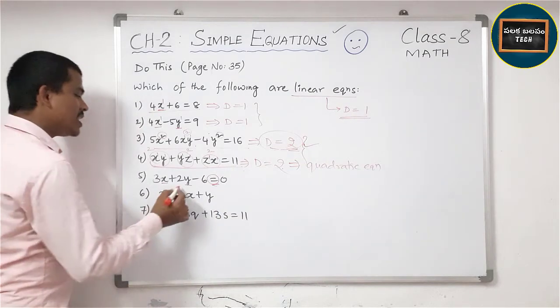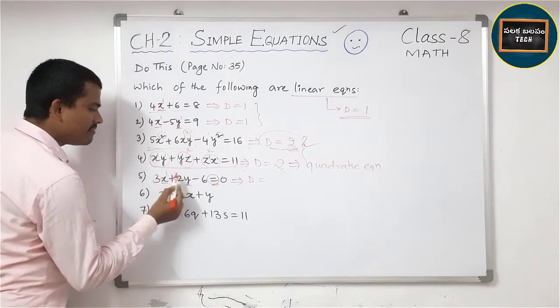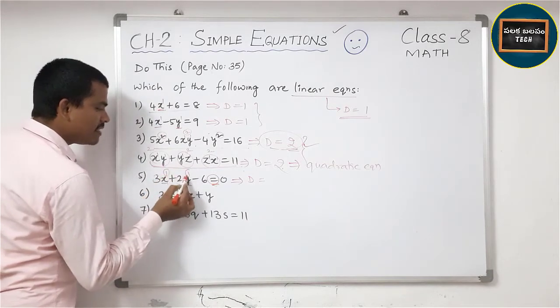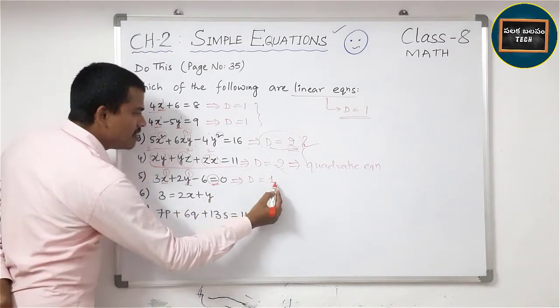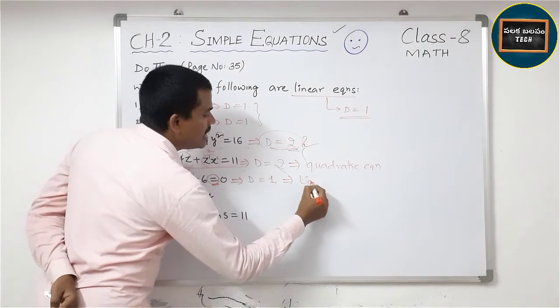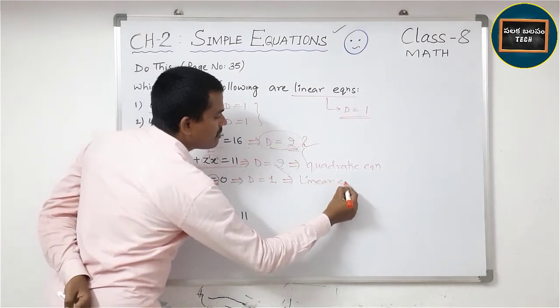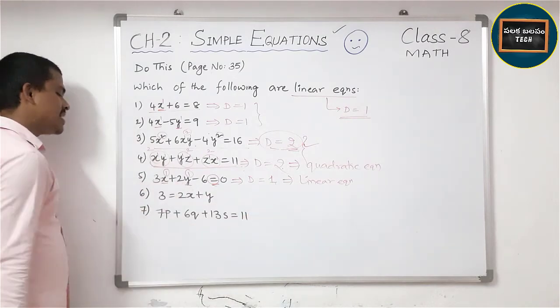And what is the degree here? The degree is the highest power of the variable. The highest power of the variable is 1 only. So the degree of the equation becomes 1. Hence, whenever the degree is 1, it is called a linear equation. Linear equation.